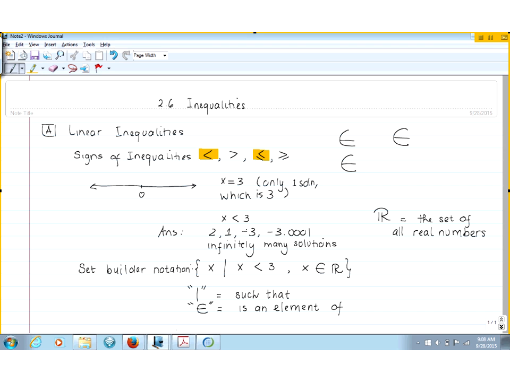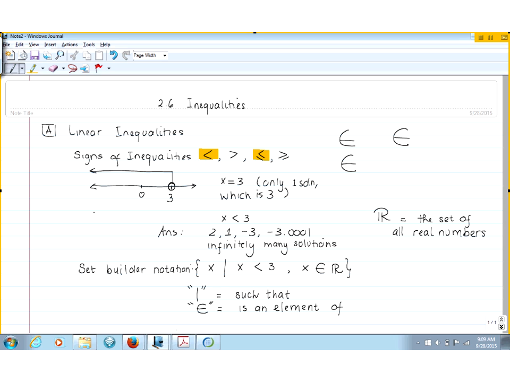Now, how am I going to graph x is less than 3? So this is 3 here, and it will have an open circle. Why open? Well, because the solution doesn't include 3. So it looks like this. Yeah, that's the graph.